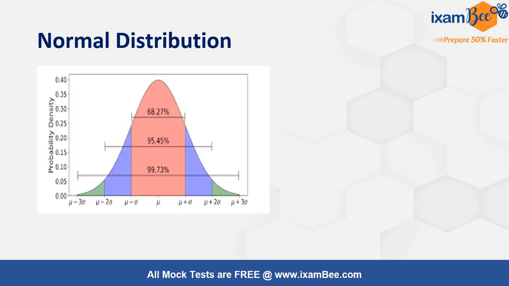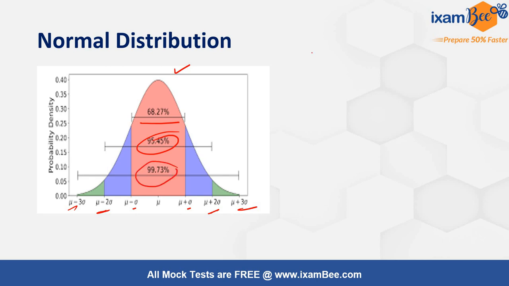Now if we look at this particular graph, it is a rule that 68.27% of your data points lie within one standard deviation about the mean. So within one standard deviation about the mean, mu plus sigma and mu minus sigma, 68.2% of the data would lie. Then within two standard deviations about the mean, 95.45% of the data lies, and within three standard deviations about the mean, 99.73% of the data will lie.